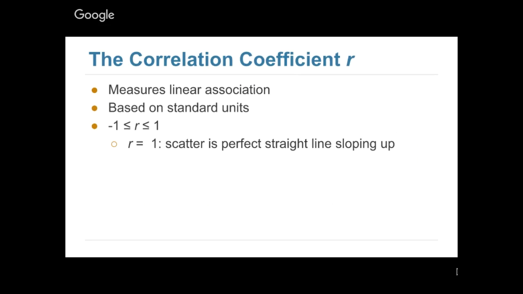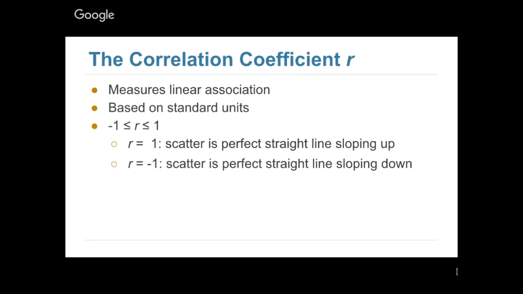If R is 1, then the scatter plot is a perfectly straight line sloping upward with some slope. It could be sloping upward like this, or like that. But as long as the data fall on a perfectly straight line and don't deviate from that line, R will be 1. R of -1 would be a perfectly straight line sloping down. It could be like this, or like this. But as long as they're sloping down and all the points are on that straight line, it'll be -1.